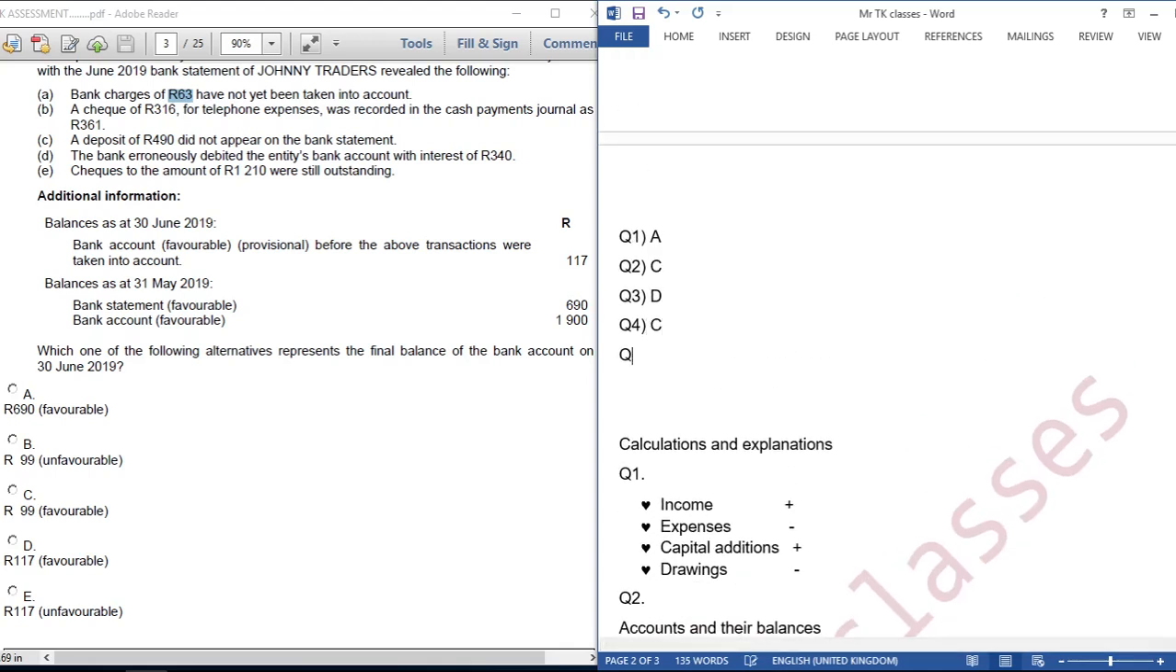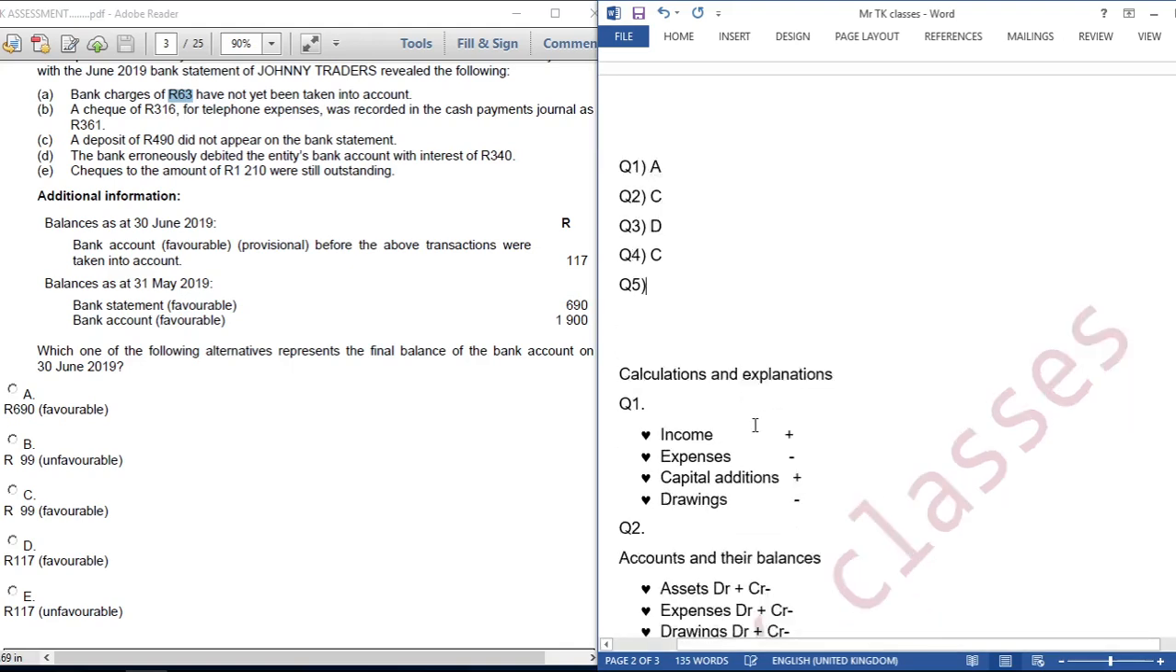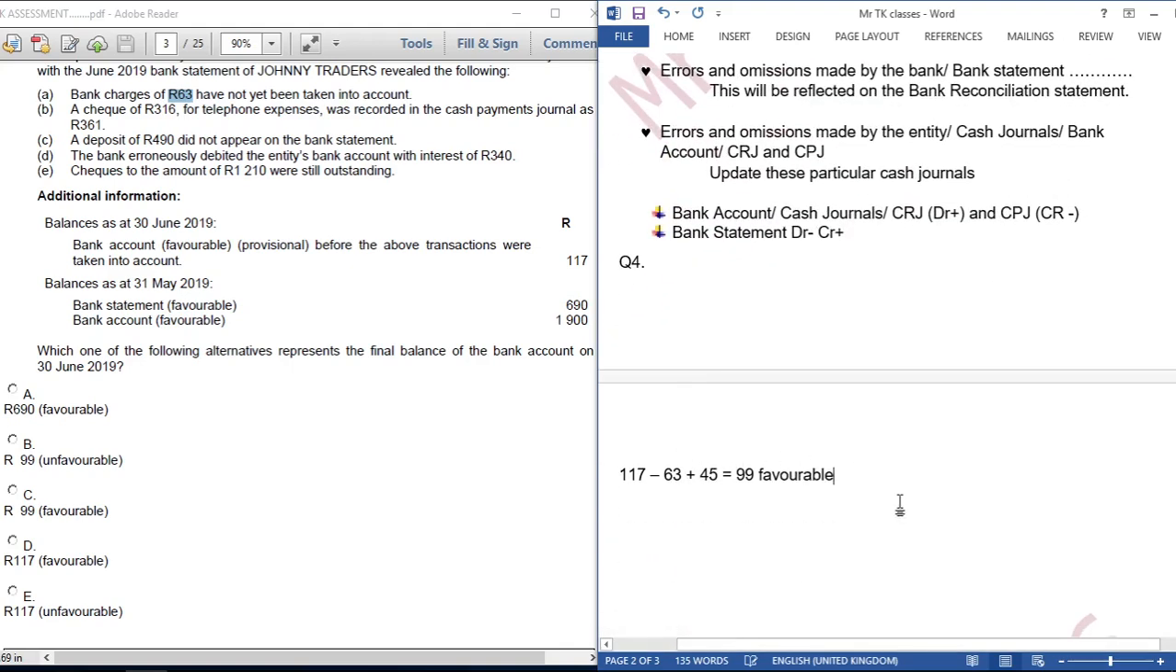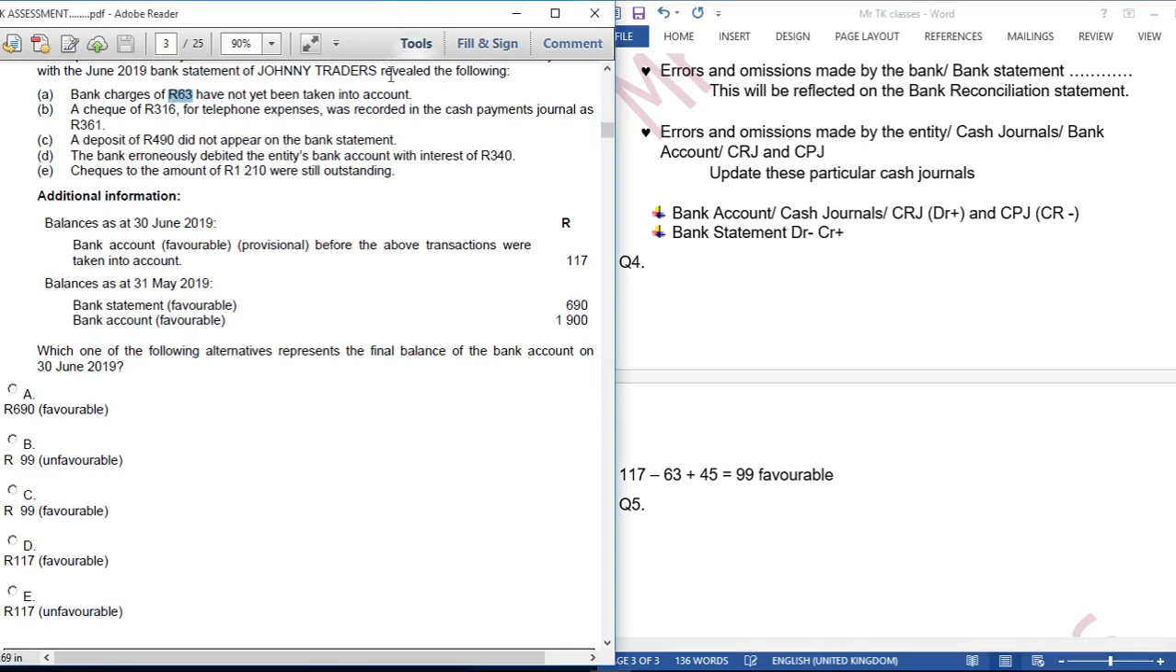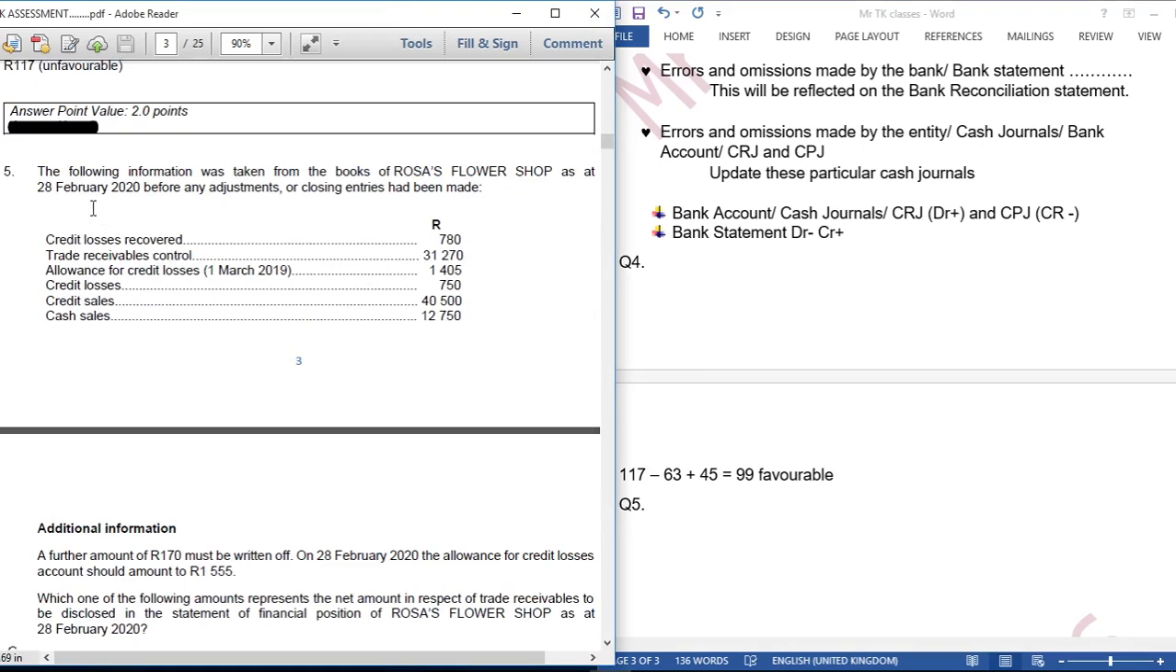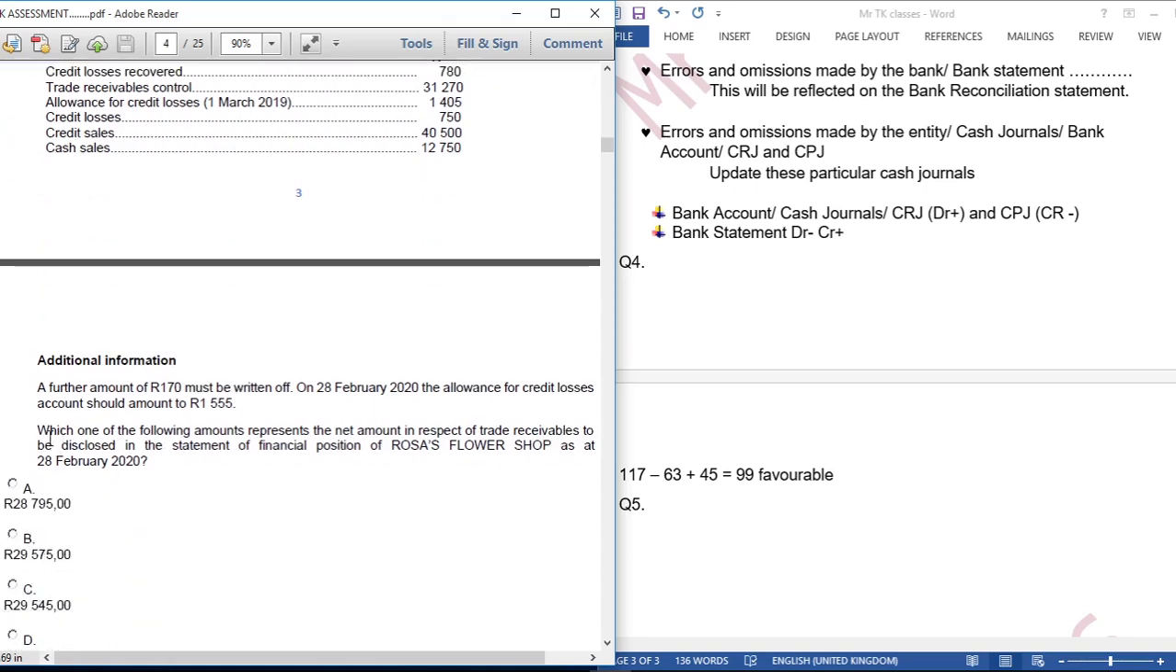We move on to question 5. What does question 5 say? The following information was taken from the books of Rosa's Flower Shop as at the 20th February 2020, before any adjustment or closing entries have been made. Let's quickly run to the requirement.